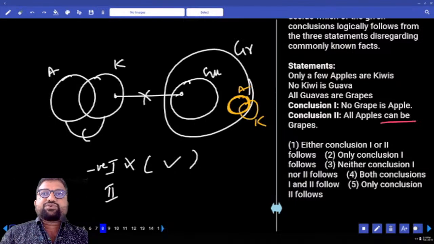You have to just look with your eyes and decide whether there is a possibility that apple can go inside grape or not. You have to see with your eyes and tell whether an apple can be taken inside a grape.